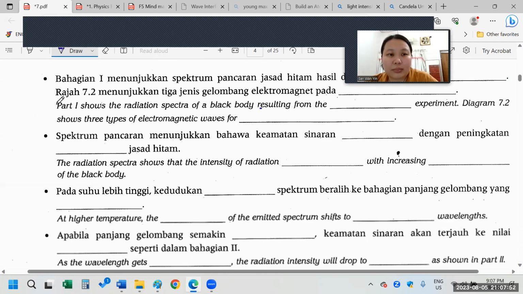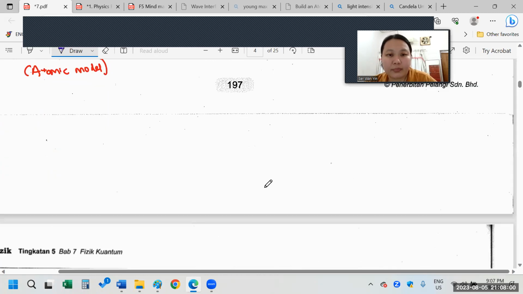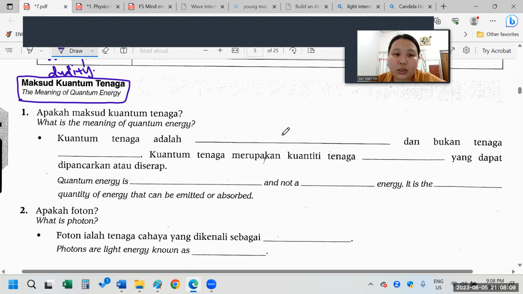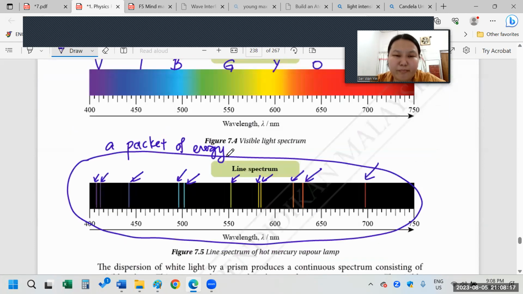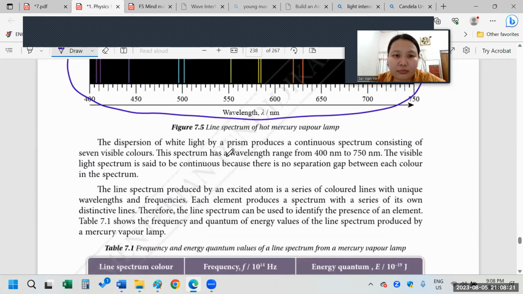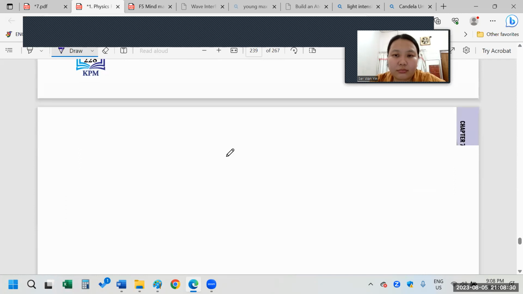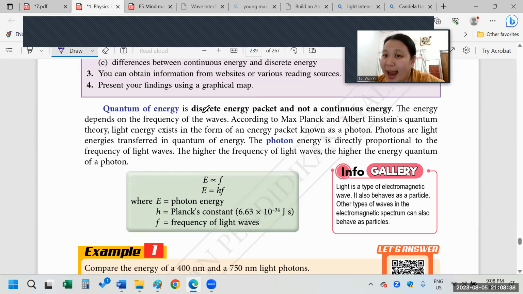Okay, just copy the answer from your answer, the theory part. Now, what is the meaning of quantum energy? Come to the textbook. Quantum energy is a discrete energy packet and not a continuous energy. Discrete means a separate energy packet.